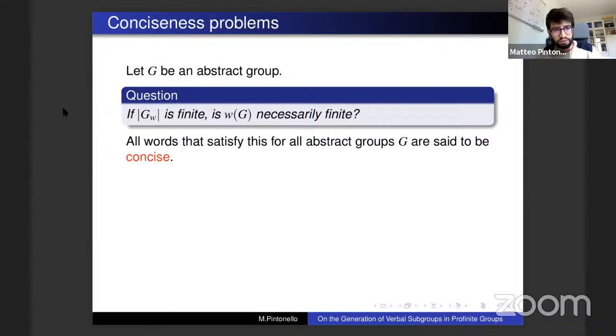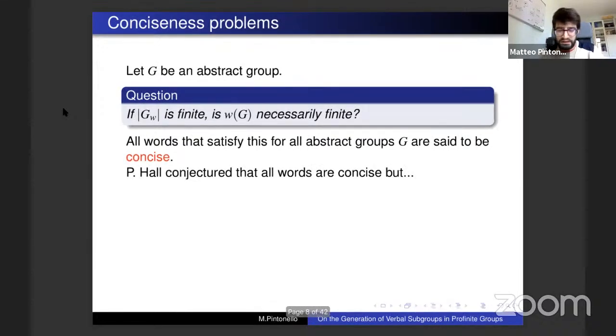Let's start with an abstract group, and suppose that the set of word values is finite. Is it true that the verbal subgroup is necessarily finite? This seems a really strong condition, and all words that satisfy this condition are said to be concise words. This definition was given by Philip Hall in the 50s, who proved that many words are actually concise. He also conjectured that all words are concise. But this conjecture was disproved by Ivanov in 1989.